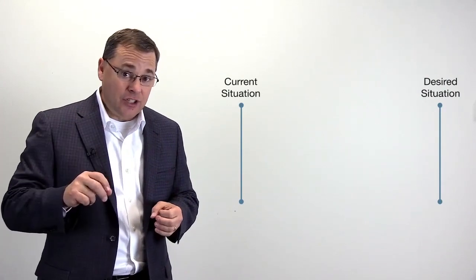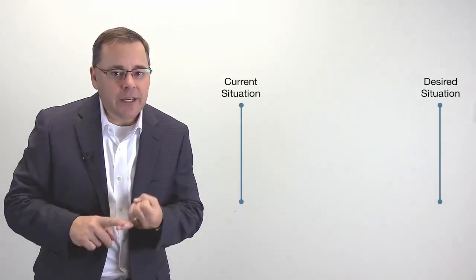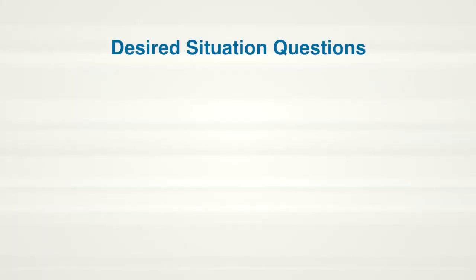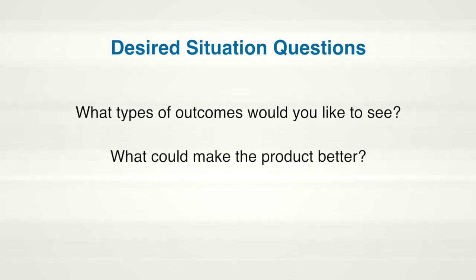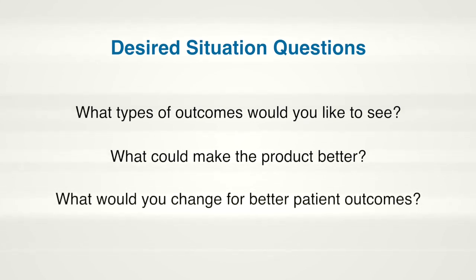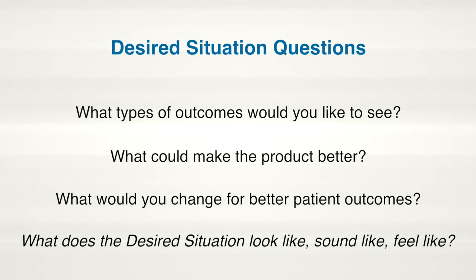Now, desired situation questions then is, where would you like to be? What types of outcomes would you like to see happening that aren't happening now? If there's anything you'd like to do to make this product better, what are some things you would do to improve, to have better outcomes with your patient? And so it's current and then desired situation. So if current is where they are, desired is where they'd like to be.